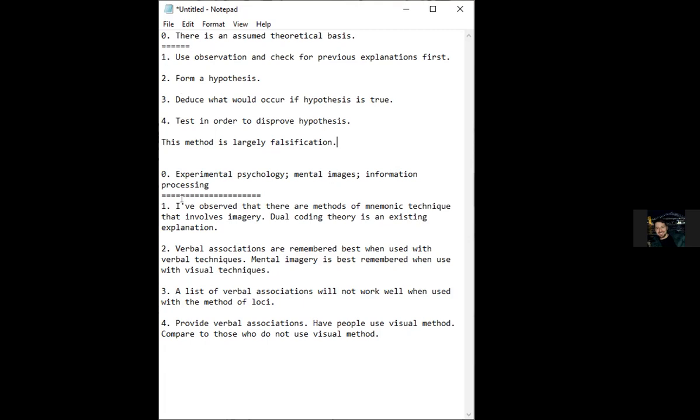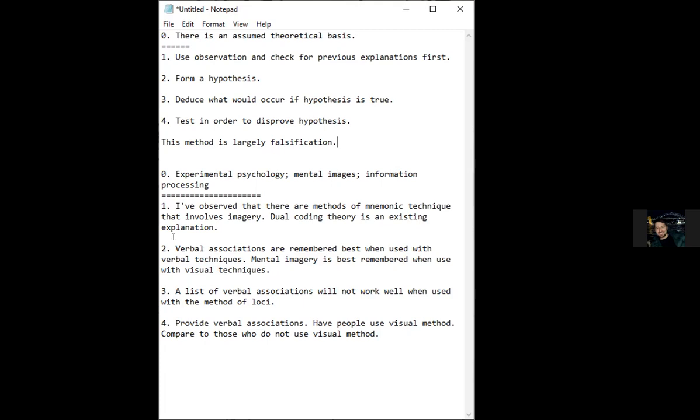Say I've observed that there are mnemonic techniques that involve imagery. Dual coding theory is one, I've looked it up. This is what I actually did with my research. I took that observation, did some reading about it, on literature reviews, Wikipedia, other things. I found this theory, it seemed pretty good. I was using that as a way to explain what I'm observing.